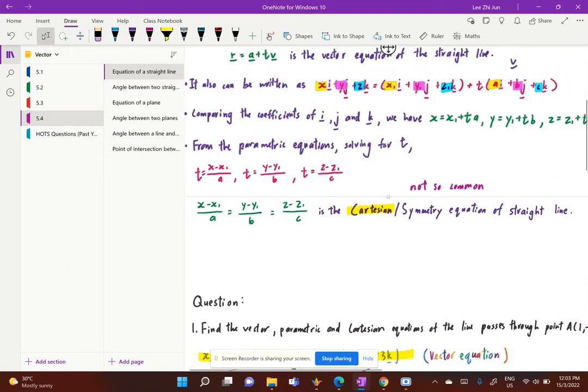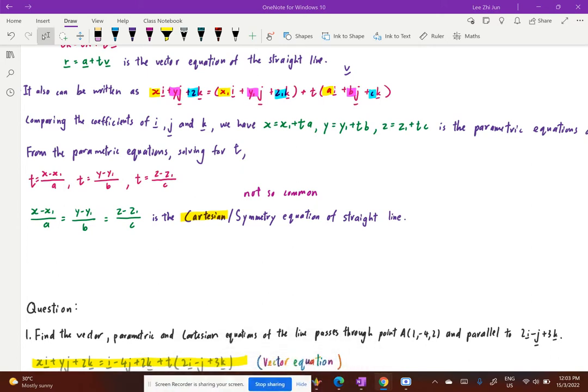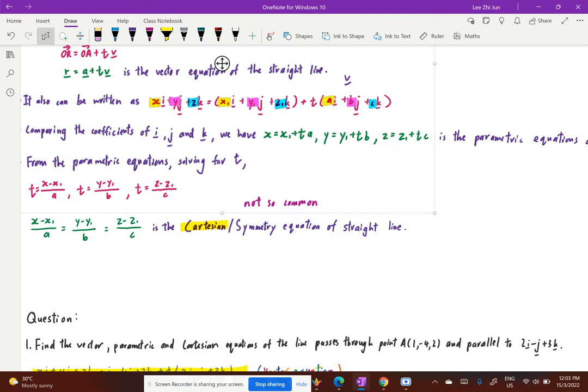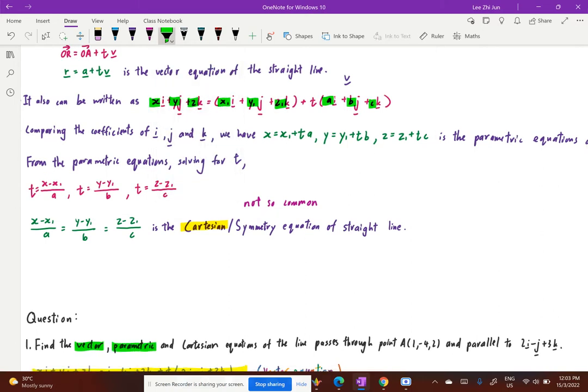Okay, so I will prepare some questions. So we go to the question. Find the vector, parametric, and Cartesian equation of the line passing through A and parallel to 2i minus j plus 3k. So we need to find the vector, parametric, and Cartesian equations. For the vector, just now we learned r equals a plus tv. So you see, A is the fixed point, which can be written as i minus 4j plus 2k, and parallel to 2i minus j plus 3k. This is the direction vector, so it is v.